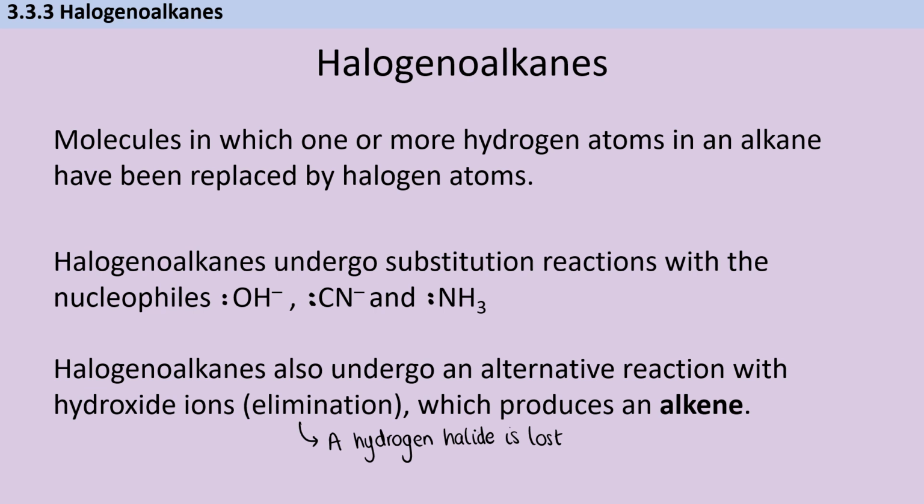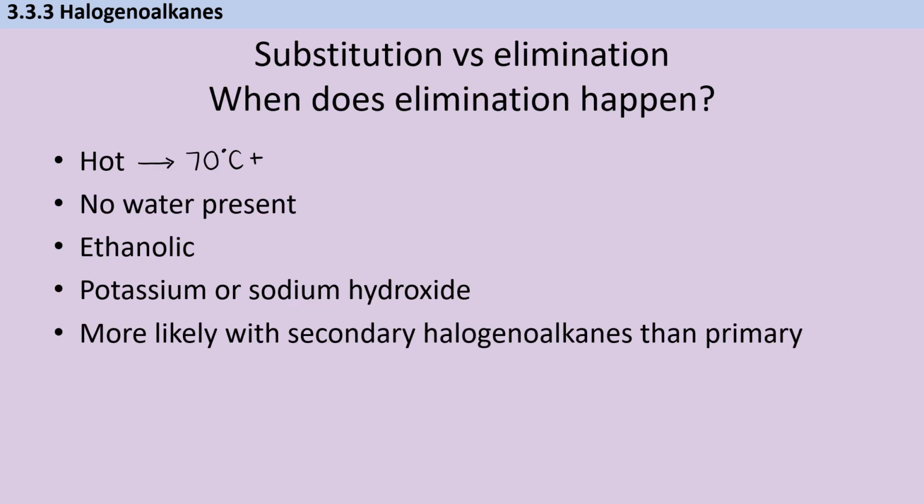In addition to undergoing substitution reactions, halogenoalkanes can also undergo an alternative reaction with hydroxide ions, and in this the hydroxide ions are acting as a base rather than as a nucleophile. This reaction is called elimination. So elimination means getting rid of something, and in this reaction we're going to get rid of a hydrogen halide, and the other product that's left behind is an alkene.